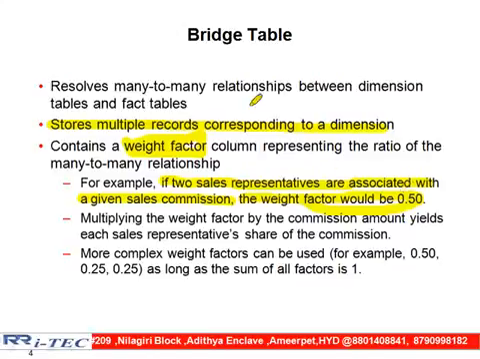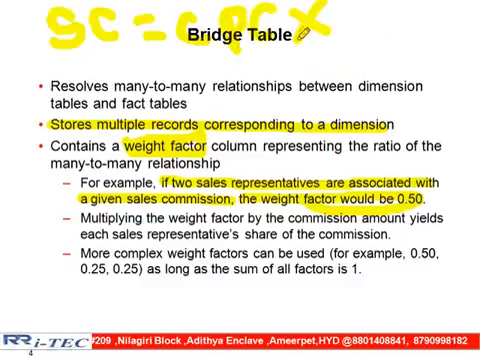So the customer commission multiplied by weight factor gives me what, sir? Sales rep commission. So I can say the formula: sales rep commission is equal to customer paid commission multiplied by what, sir? Weight factor. Whatever commission the customer paid, we multiply with the weight factor, then we come to understand how much commission the sales representative needs to get. Now, multiplying the weight factor by commission amounts yields each sales representative's share of the commission. If you multiply this weight factor, then we are going to get it.